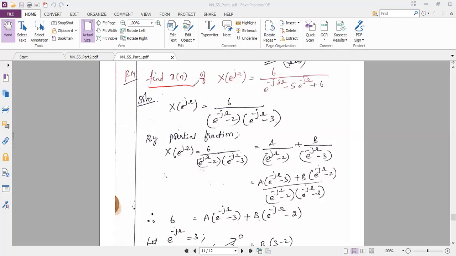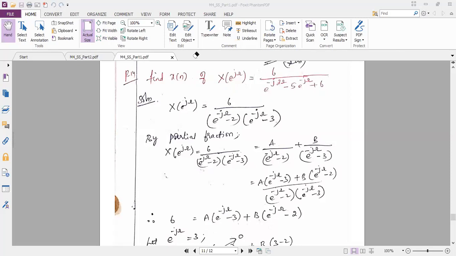So we start with this problem now. Find x of n, given X of e power j omega, which is equal to 6 divided by e power minus j omega squared minus 5 into e power minus j omega plus 6. Have you all copied? Yes, ma'am. Okay, fine.